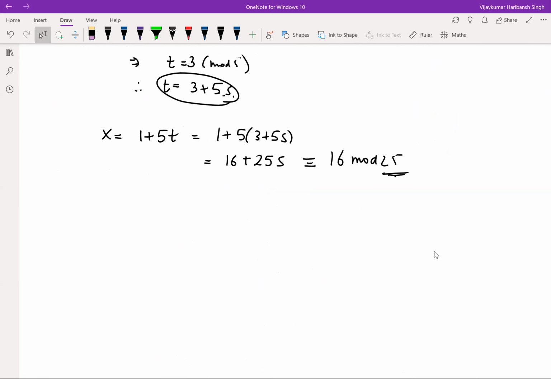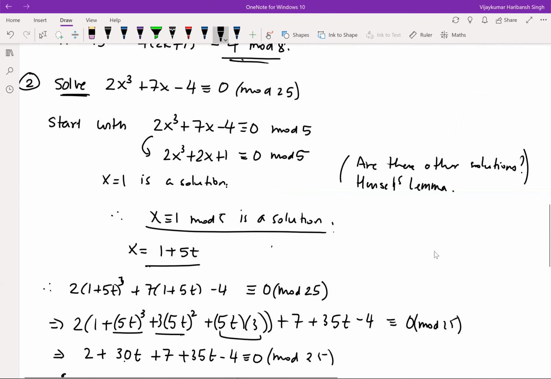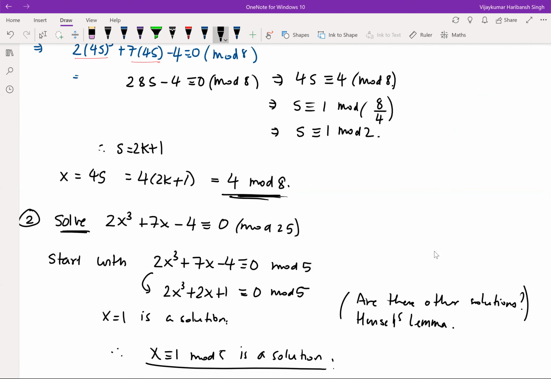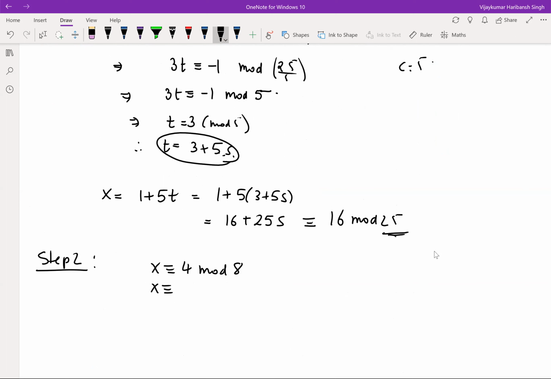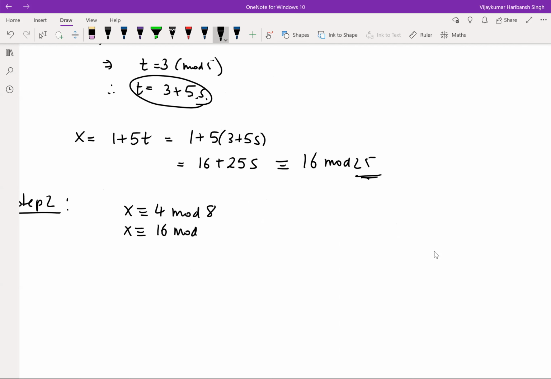So let's do that. Step 2: you have x congruent to 4 mod 8. Let's check, is that correct? Yes, we got x equals 4 mod 8 from here, and x is congruent to 16 mod 25. And now we want to solve this system of congruences.